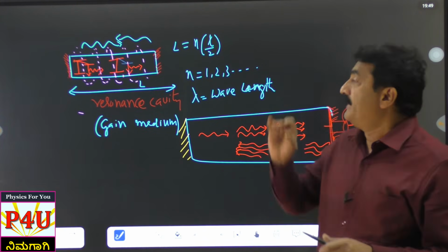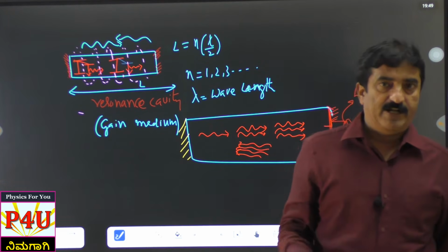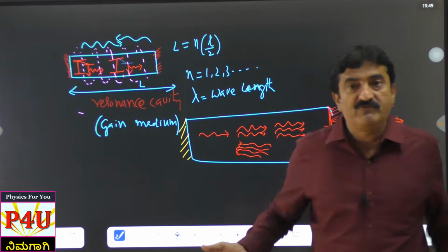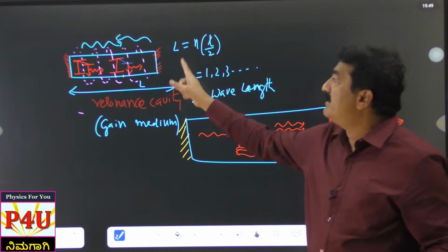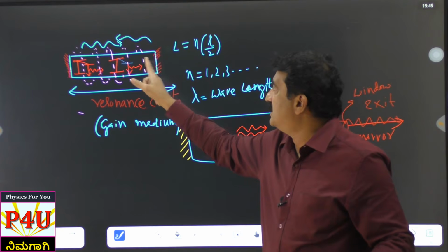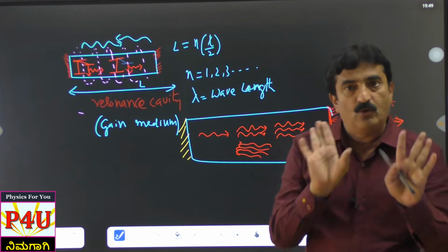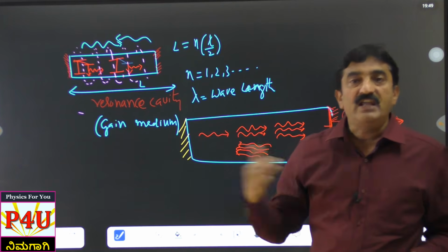Number 1, there must be an active medium which offers a metastable state. Number 2, there must be a pumping source which will kick the atoms from the lower level to the higher level. Number 3, there must be a mirror arrangement on both the sides. One of the mirrors is partially silvered, the other one is completely silvered. And this resonance cavity is also called the gain medium.